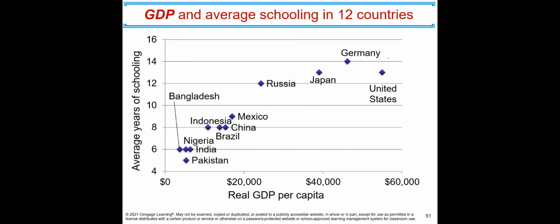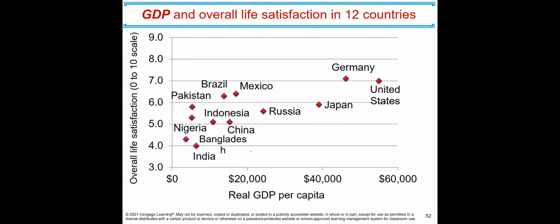The higher the GDP, the more schooling. Average years of schooling for high GDP countries compared to the low GDP countries. And overall life satisfaction. The higher the GDP, the more satisfactory life is. Look, Japan, Germany, United States compared to other countries that have lower GDP.